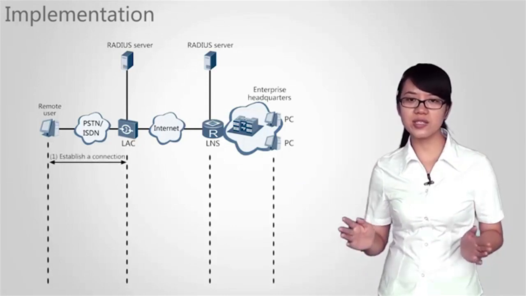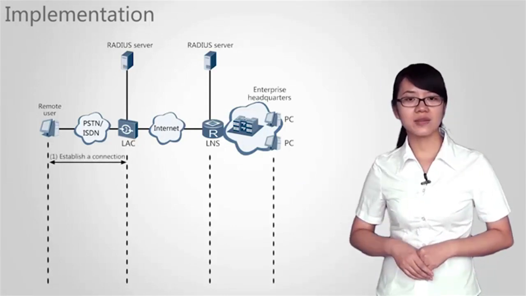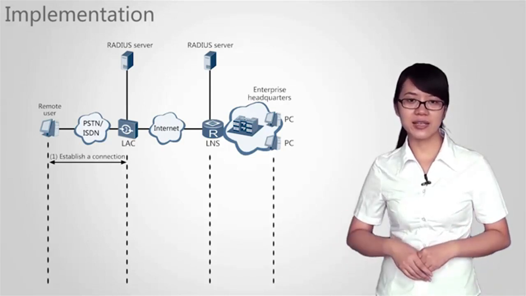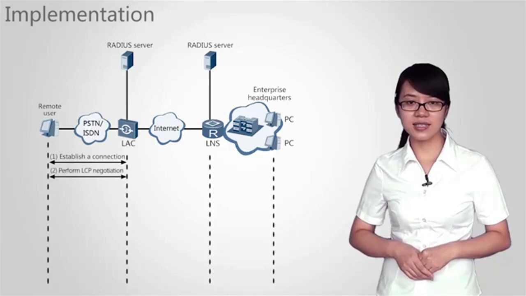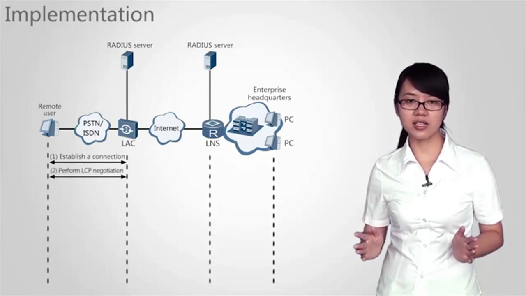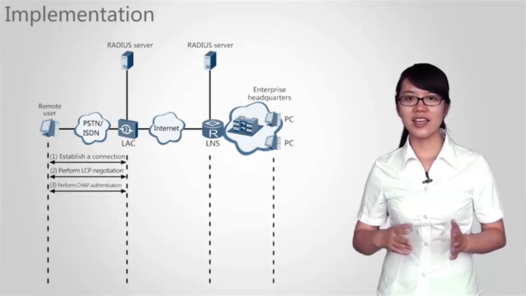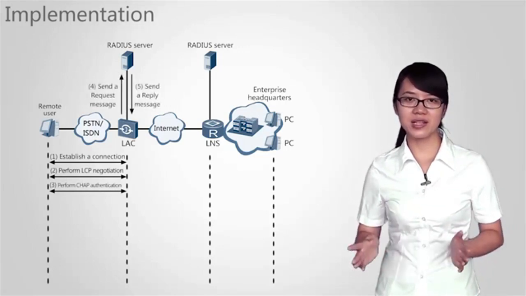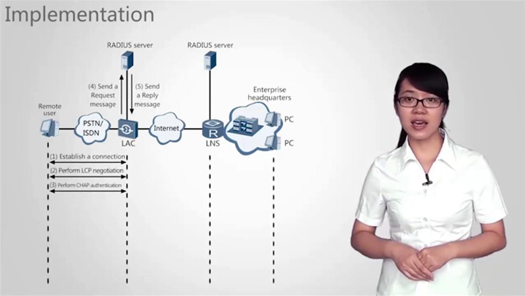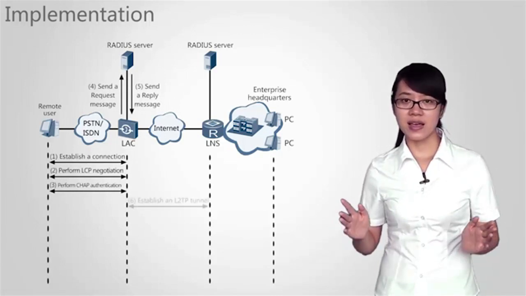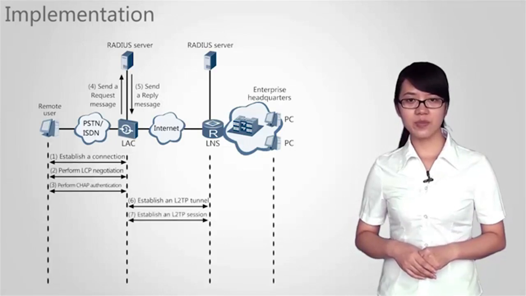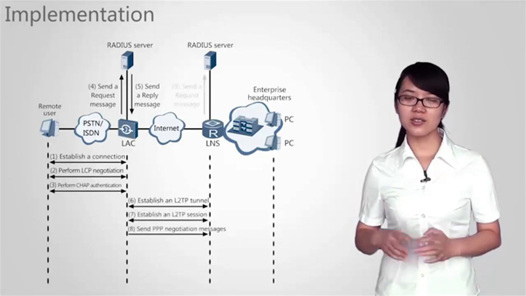A remote user uses a dial string provided by the carrier to dial up and sends user information to the LAC. The LAC authenticates the remote user by PAP authentication or CHAP authentication. The LAC locally or remotely authenticates the remote user by username and password and selects an LNS to set up an L2TP tunnel. Then the LAC establishes an L2TP session and sends the PPP negotiation information to the LNS.